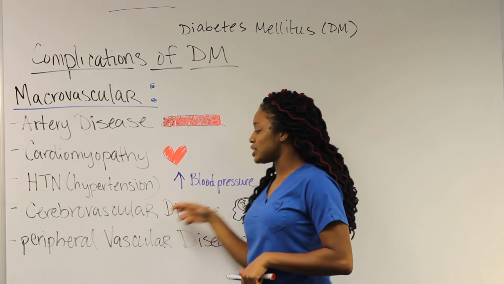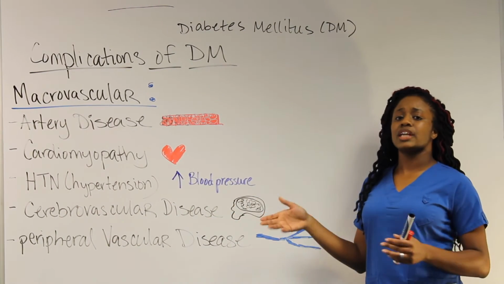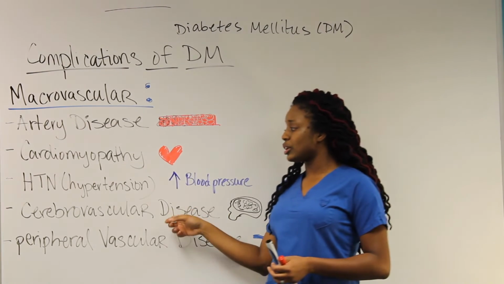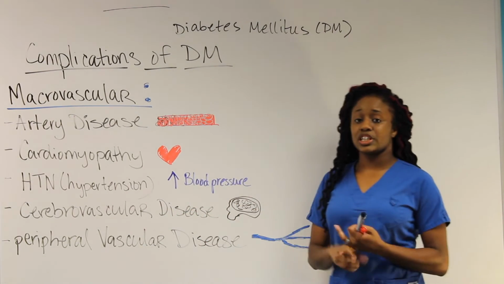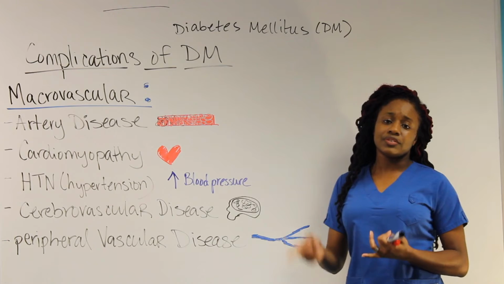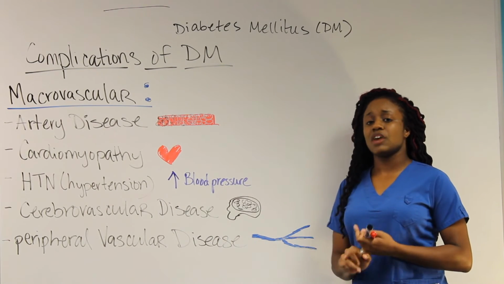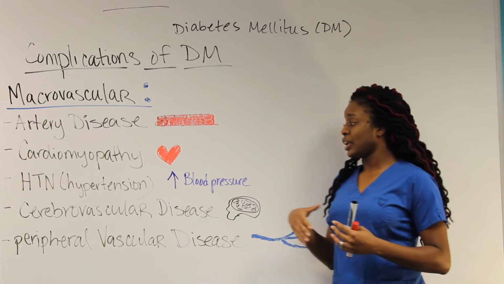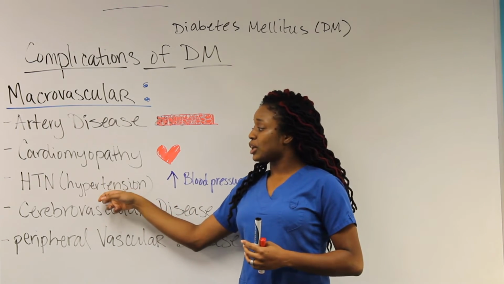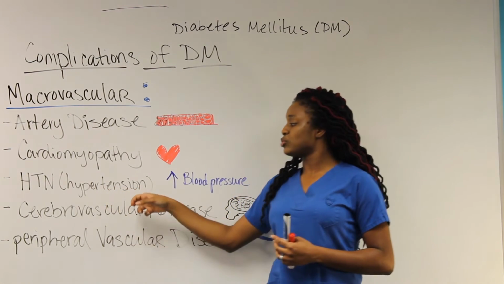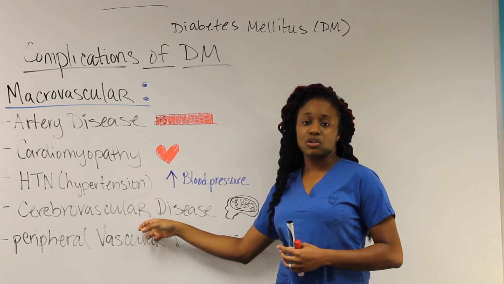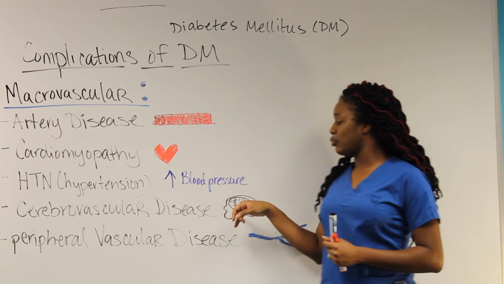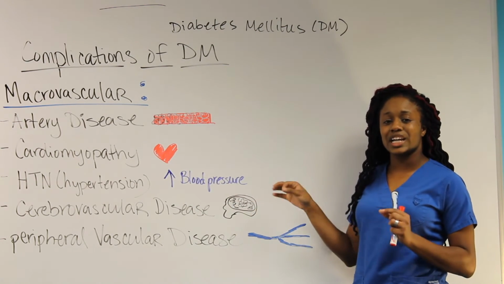Now, you have cerebral vascular disease. Now, you may think, what does the brain have to do with diabetes, okay? It has a lot to do with diabetes because one of the things that can happen is you can get a stroke. You get a stroke and you have different types of stroke. You have an ischemic stroke and you have a hemorrhagic stroke, which I'll discuss at a later time, okay? But high blood pressure is one of the reasons why people can have a stroke and have cerebral vascular diseases, okay?